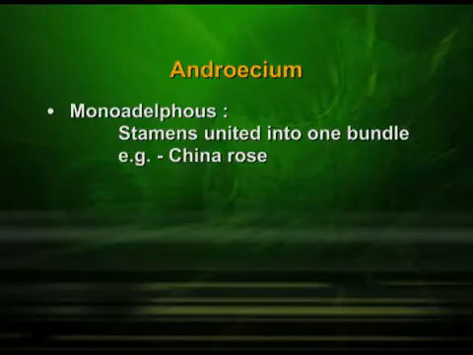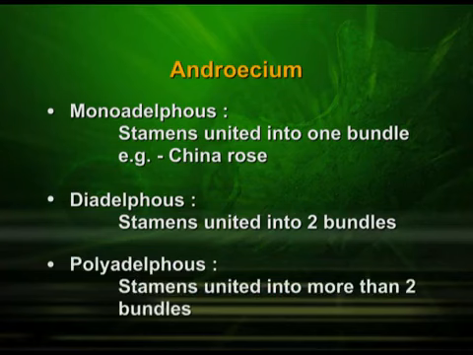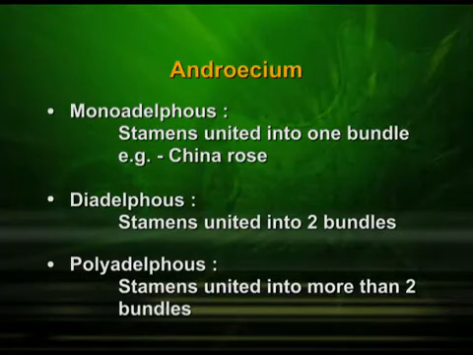Based on the nature of the arrangement of stamens, they are also categorized as monoadelphous, diadelphous and polyadelphous. When the stamens are united into one bundle, as in China rose, it is called monoadelphous. When the stamens are united into 2 bundles, this is one bundle, and if it is united into 2 bundles, then it is called diadelphous. If the stamens are united into many bundles, we call it polyadelphous.